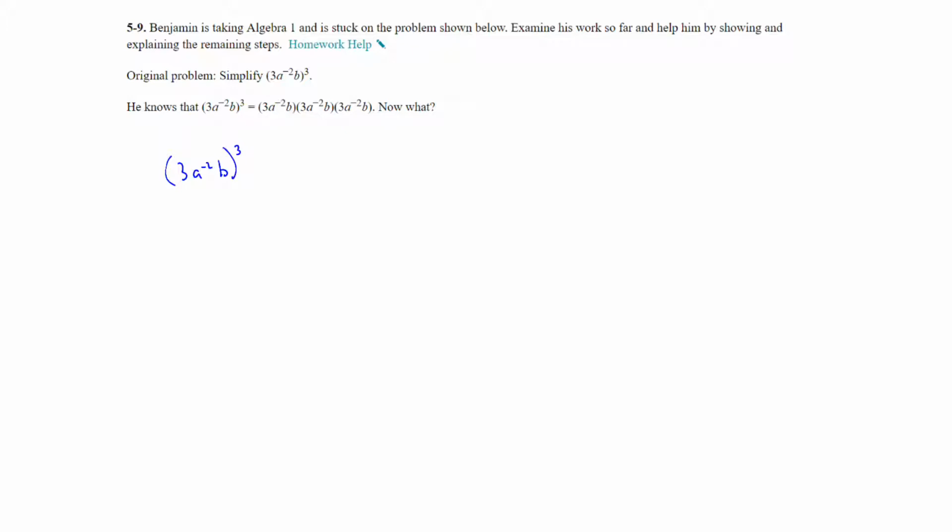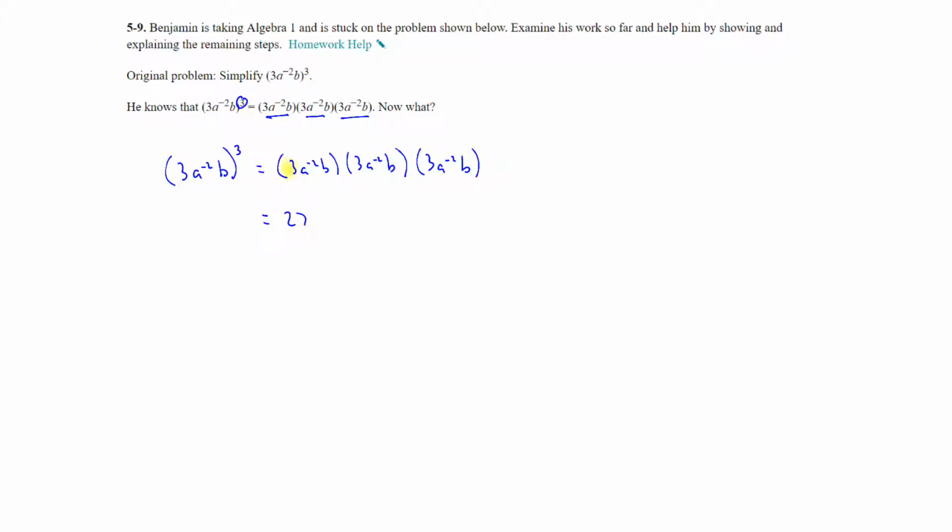So we're going to examine his work so far and help him by showing and explaining the remaining steps. So far, because the whole thing was raised to the third power, he has written it out 3 times, which is perfect. So everything inside there gets multiplied by itself 3 times. So now that we've expanded that out, now you have 3 times 3 times 3. So that's 27.